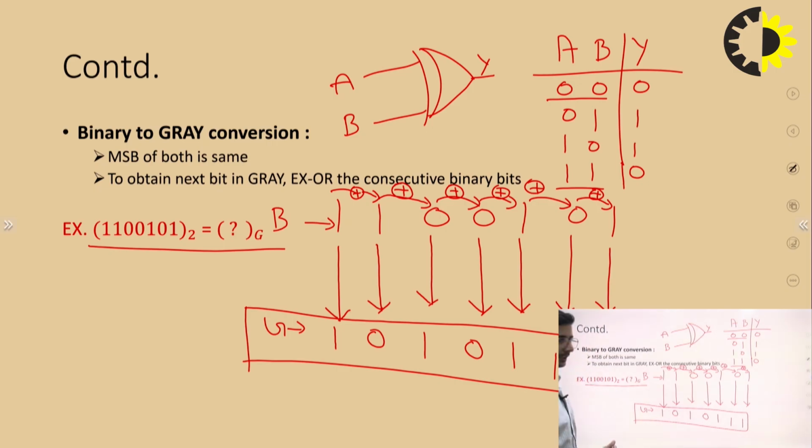So that's how we can convert any binary number into a gray code. Just the MSB bits should be the same, and for the next bits we have to take the XOR of the two upper bits of the binary number.